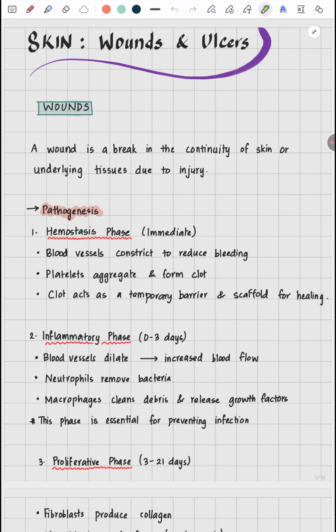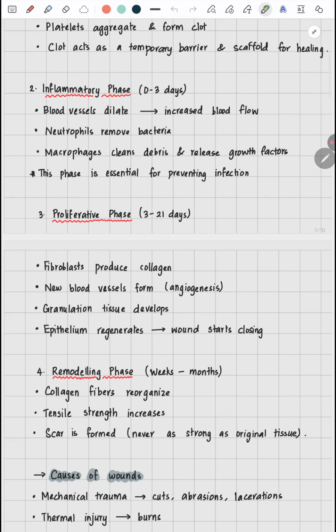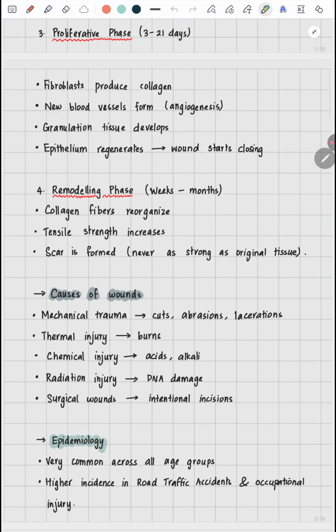The next phase is the proliferative phase. This is where actual tissue repair begins, and the fibroblasts produce collagen, which gives structural strength to the wound. At the same time, angiogenesis occurs, meaning new blood vessels are formed to supply oxygen and nutrients. The wound bed at this stage appears as healthy red granulation tissue. Epithelial cells migrate from the edges and start covering the wound surface.